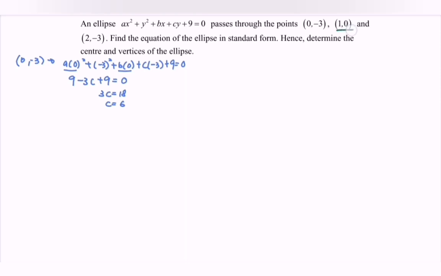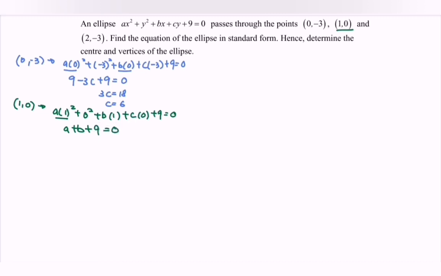Next, continue, (1, 0). So (1, 0), substitute into the equation. So we have a(1) squared plus 0 squared plus b(1) plus c(0) plus 9 equals 0. So here we will have a plus b plus 9 equals 0.